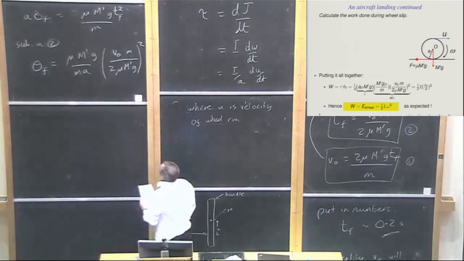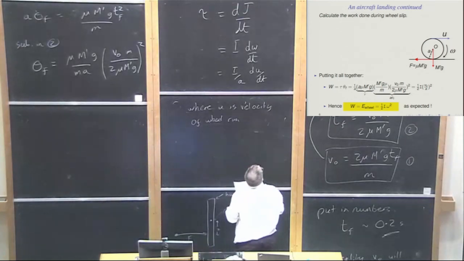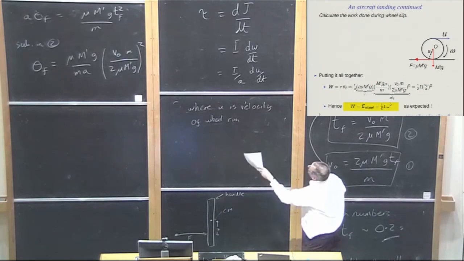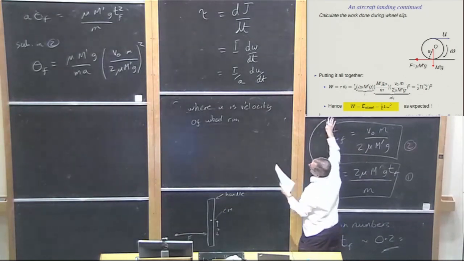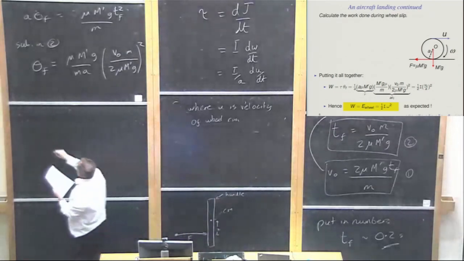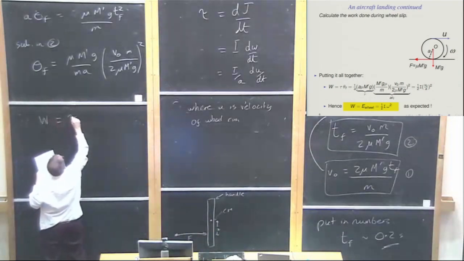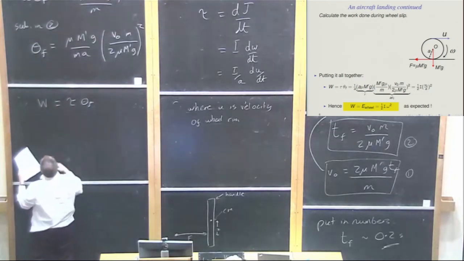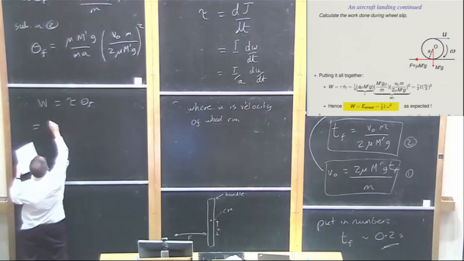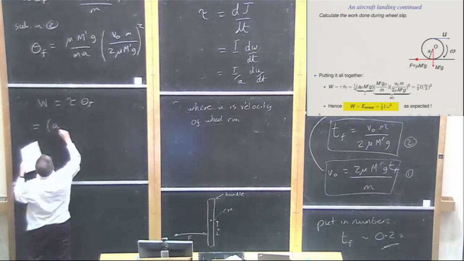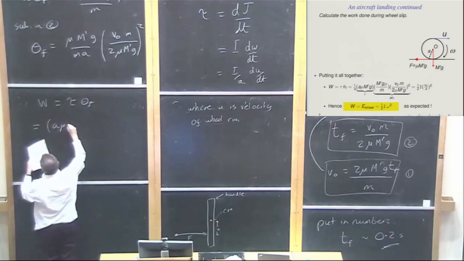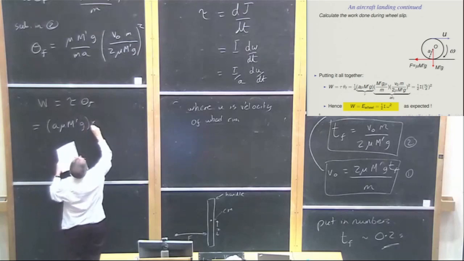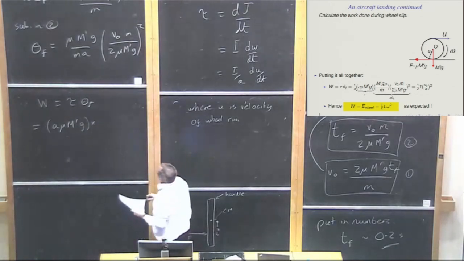Right, so now we know both theta f and we know the torque. So we can calculate the work done. That's torque times theta f. So this is going to be given by the expression for the torque, which is a mu m prime g multiplied by all of this stuff there.